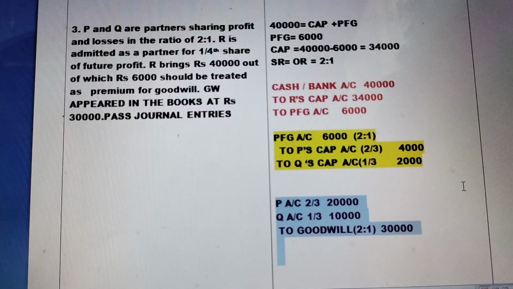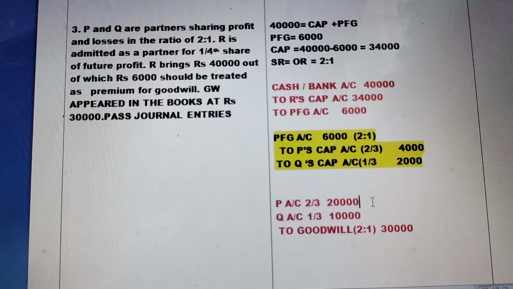I hope you have understood this question. When premium is brought in by the new partner, it should be cash to premium for goodwill; for capital, it is cash to capital. This premium has to be transferred to the sacrificing partners' capital account, so the entry would be premium for goodwill to sacrificing partners' capital account in the sacrificing ratio. And if old goodwill appeared in the books, it should be written off by debiting old partners' capital account and crediting goodwill, in the old ratio.